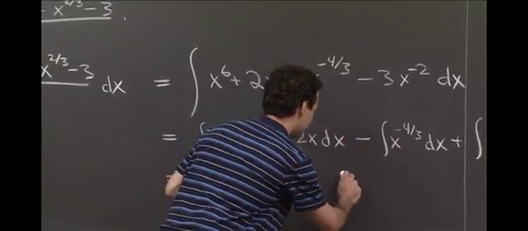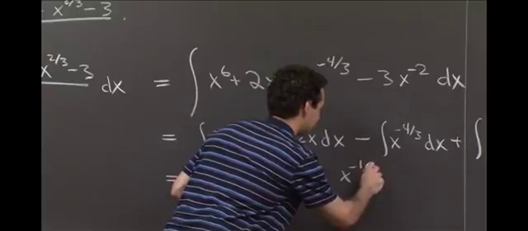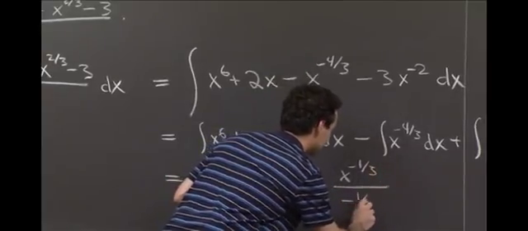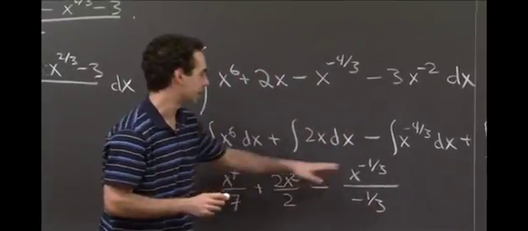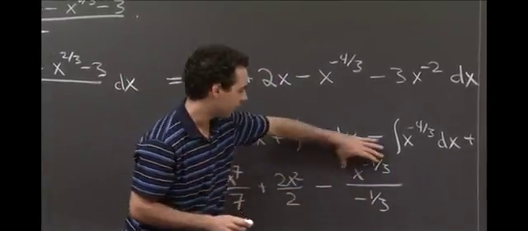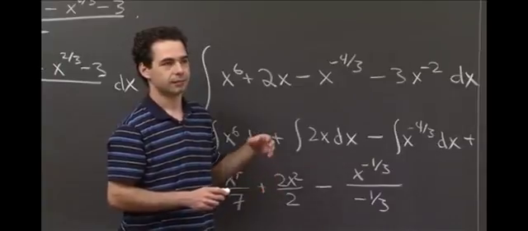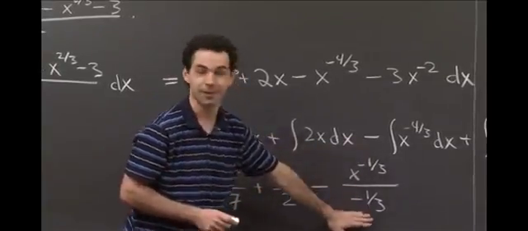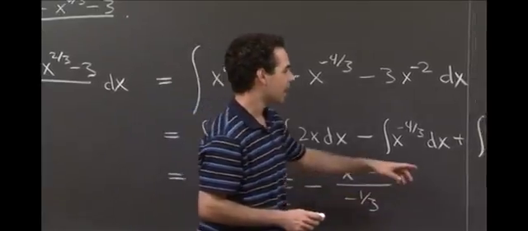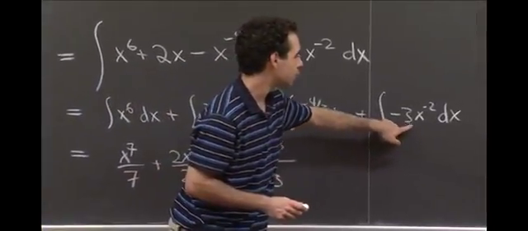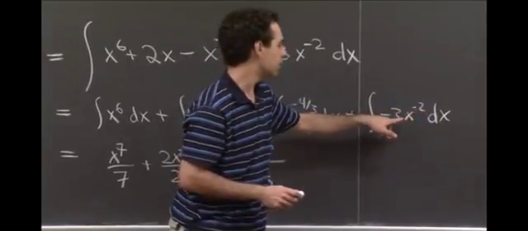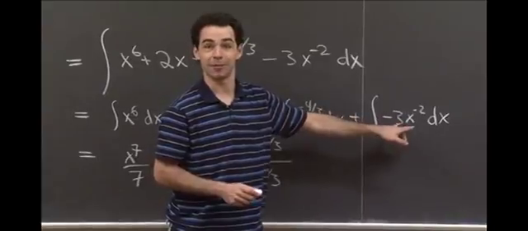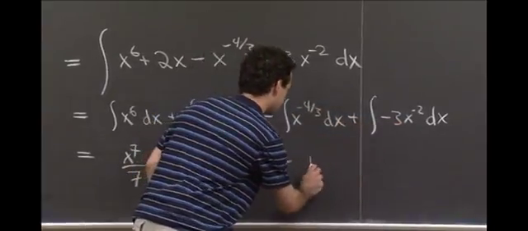So we have x to the minus 1/3, and now I have to divide by minus 1/3. When I take a derivative of x to the minus 1/3, I get minus 1/3 x to the minus 4/3. So I need to divide by that minus 1/3. Okay, and finally here, minus 3x to the minus 2. Just like the first one, you might recognize that right off as the derivative of x to the minus 3. So this is plus.